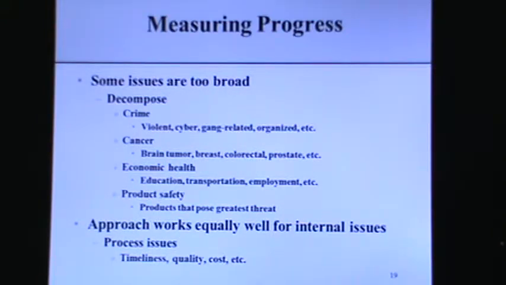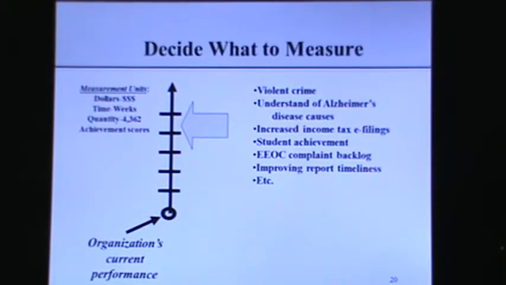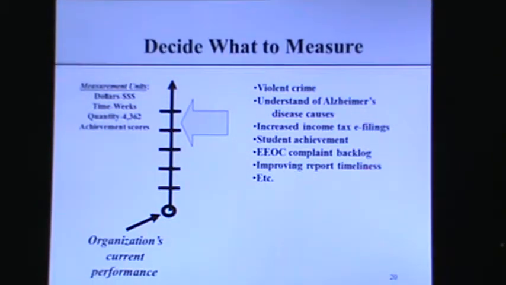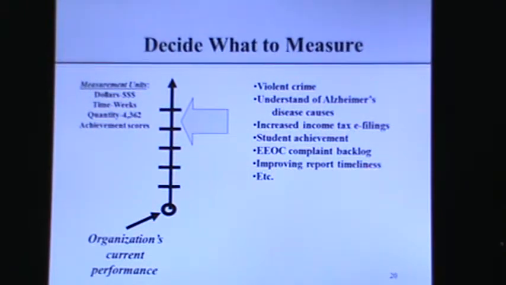In terms of economic health, it's too broad, so we break it down. We talk about education, we talk about transportation, employment, we talk about product safety. We have to talk about not product safety as a whole, but the products that pose the greatest threat. This approach works really well also for internal issues and breaking them down as well, and we'll get into that later. So we decide what to measure, we figure it out: violent crime, understanding what causes Alzheimer's disease, the large increase in number of income tax e-filings, student achievement. What is it we're going to measure?